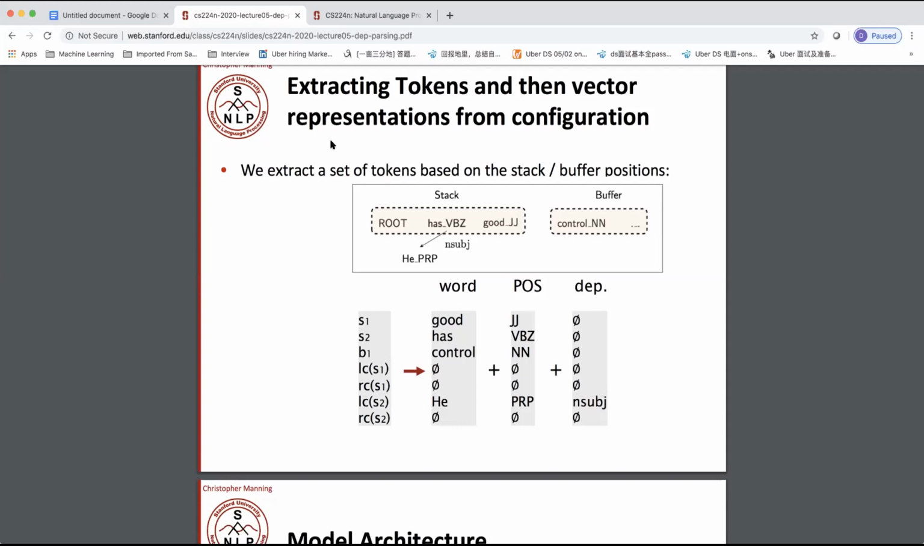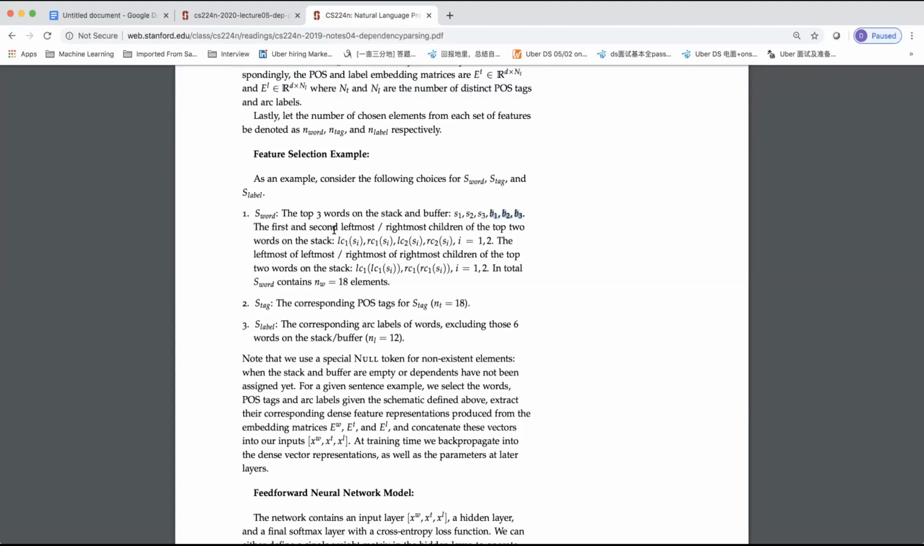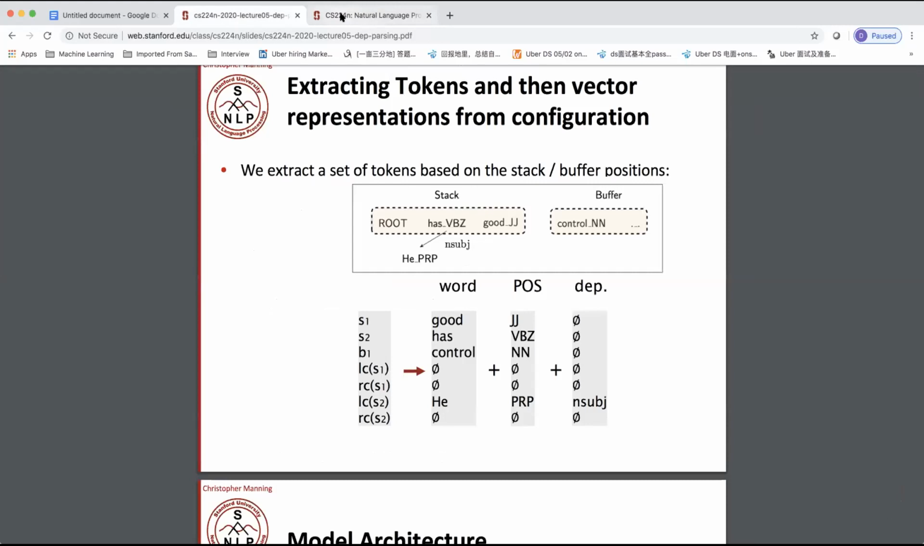So that's why, when you go back to the slides here, to the notes here, suppose we have 6 words, just like what we had before: he has good control over something. So 3 words in the stack, 3 words in the buffer. So that's 6 inputs already. Next we're going to do left arc of word 1, right arc of word 1, left arc of word 2, and right arc of word 2. So in total, this could be 8 different combinations, just like what we did here.